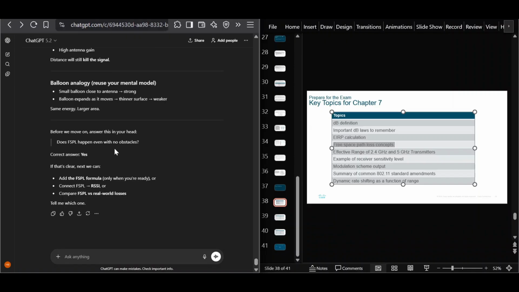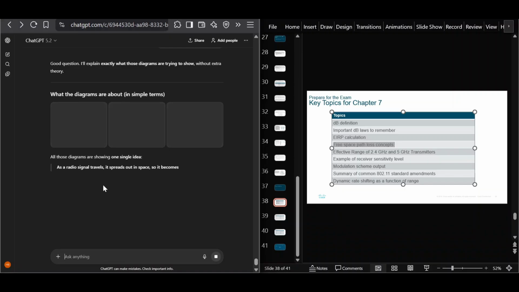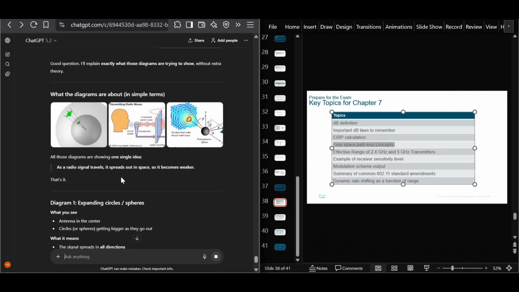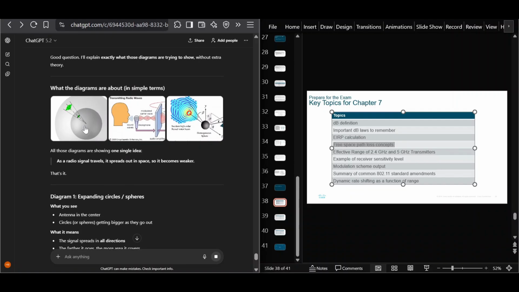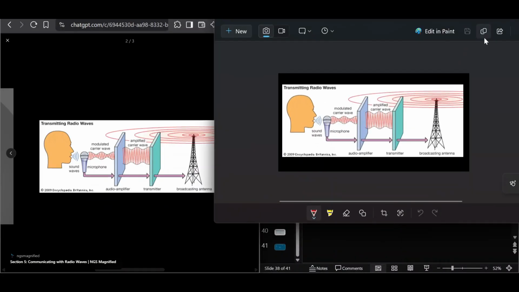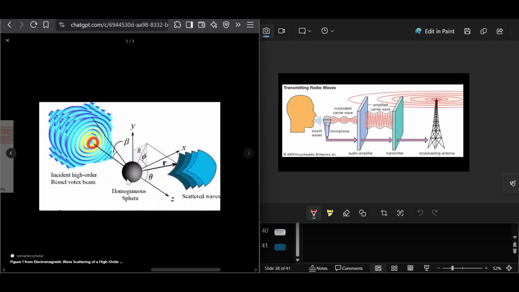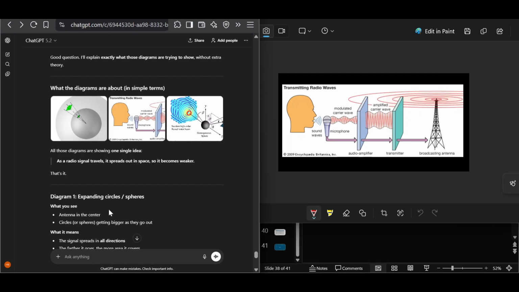Does SSP happen with that? Yes, if that's clear we can continue. What were the diagrams about? Yes, it becomes weaker: a modulated, amplified carrier wave. What is this? Incident. How do I understand this?